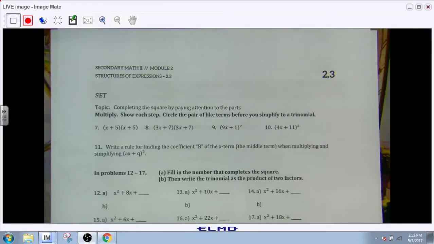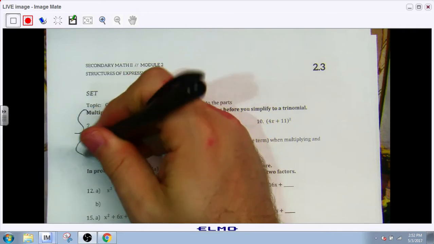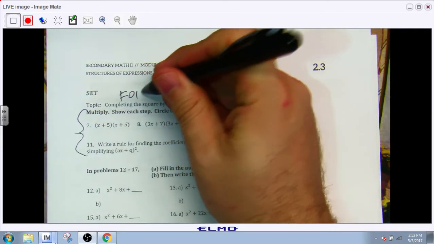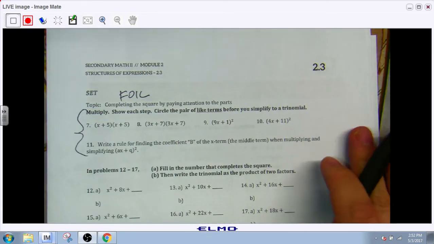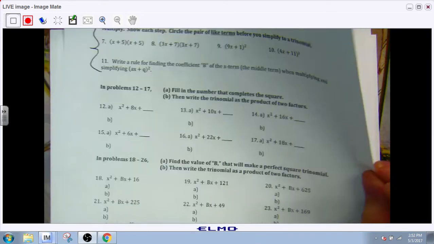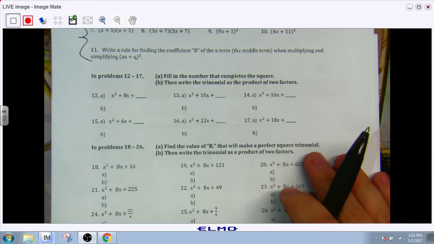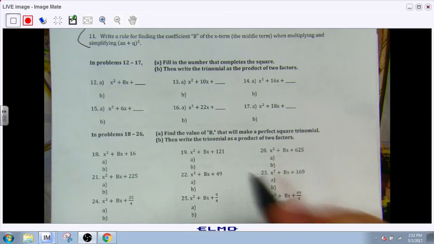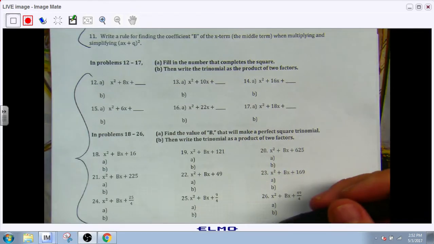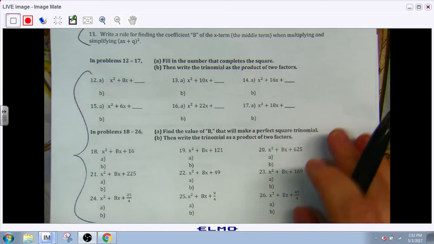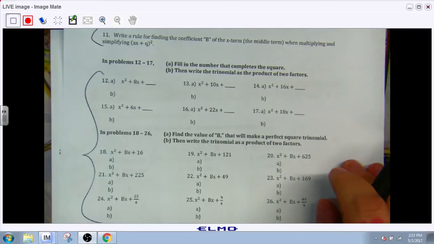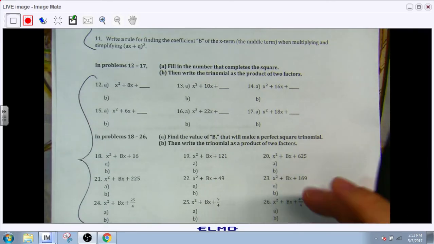So this first section, I'm not really going to go over. This is just FOILing. You guys should be pretty solid on that by now. But I do want to go over this next section down here, where for problems 12 through 17, and then this whole section, there's a 100% likelihood that this is going to be on your test. Or your quiz. Well, and thus your test. So be sure you're ready for this.